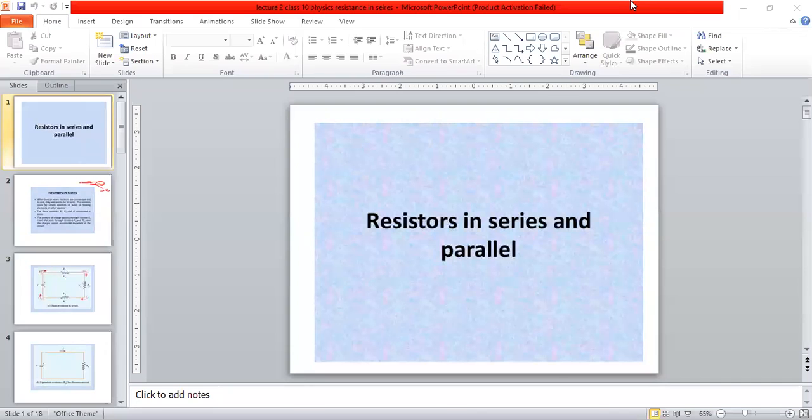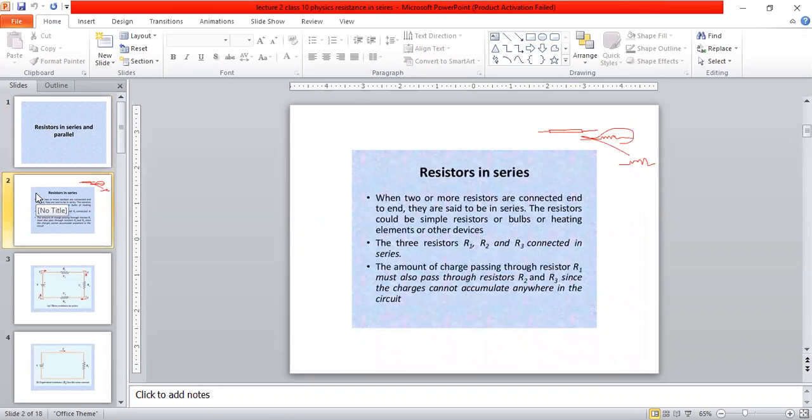Now, in the capacitor case, Coulomb's law is applicable, but in the resistor case, Ohm's law is applicable. You know that resistances are connected in two combinations, series and parallel. First of all, we are talking about resistance in the series circuit. When two or more resistors are connected end to end, they are said to be in series.